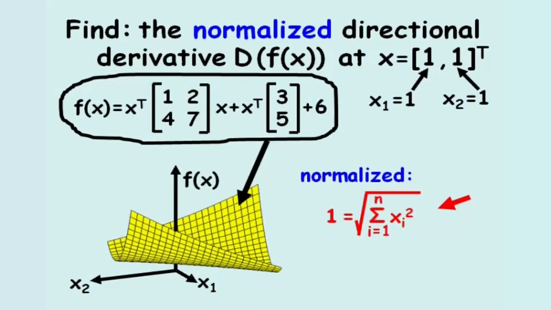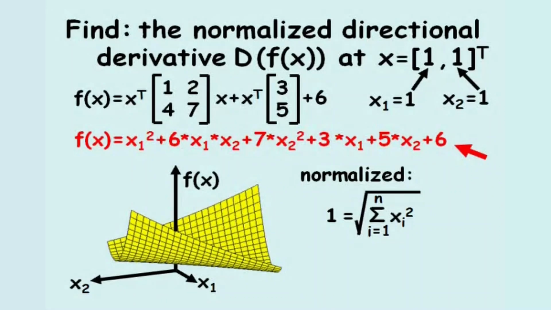Let's begin by returning to our equation f of x and multiplying out the terms such that f of x equals x1 squared plus 6 times x1 times x2 plus 7 times x2 squared plus 3 times x1 plus 5 times x2 plus 6.